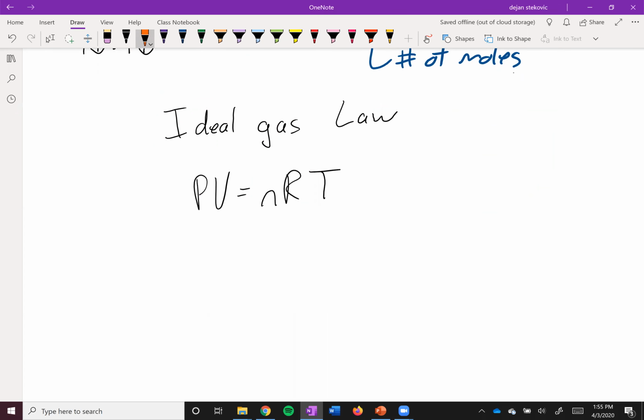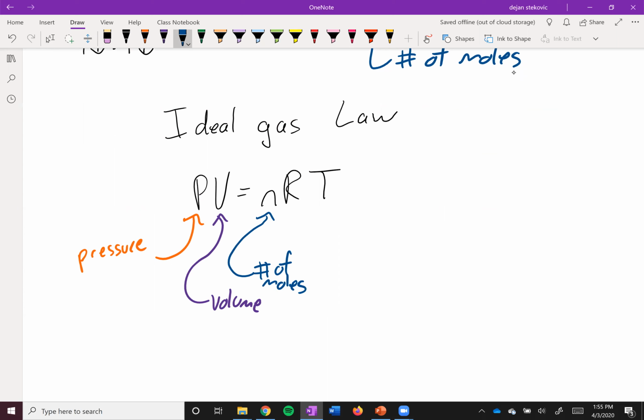Let's see what all of them mean. This one right here is pressure. This one right here is volume. This one right here is number of moles. So P is pressure, V is volume, n is number of moles. This R is just a constant. So it's called the gas constant, and we'll go over that in a second. And then this one right here is temperature.